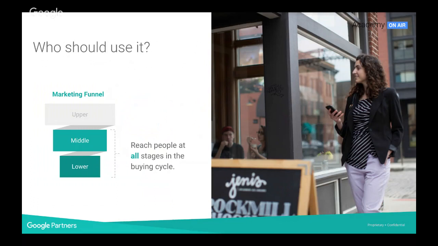What it doesn't target, though, is something that's the very top of the funnel that's typically reserved for branding, right? So something like affinity audiences are created for reach and for brand reach, so they're not part of a Smart Display campaign.